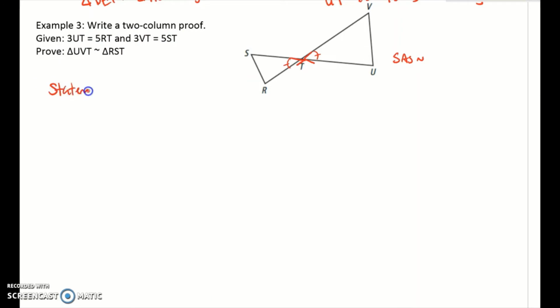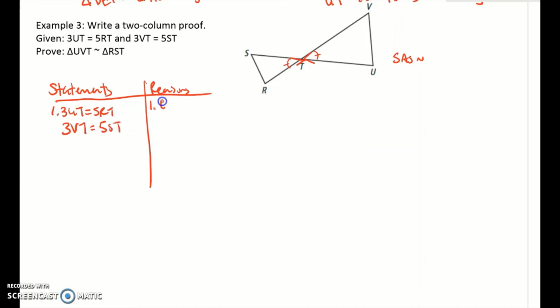So let's write in our statements and reasons. You can always start with your given. And 3VT is equal to 5ST. What we want to do here with these two equations is create proportions that show that the two corresponding sides are proportional. So look at UT and RT. That is basically one pair of corresponding sides.